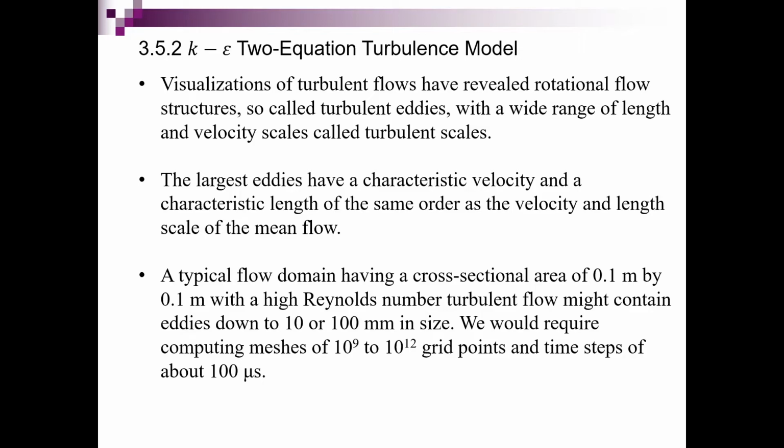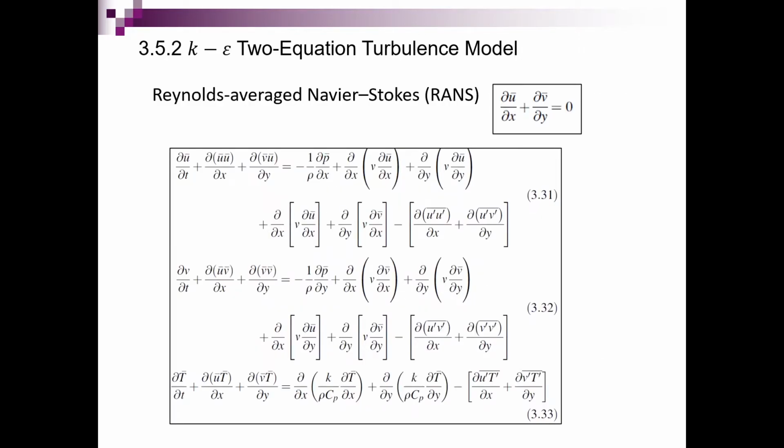In this slide, we are going to start to discuss one of the commonly used turbulence models, which is the K-epsilon two-equation turbulence model, where this model uses the Reynolds-averaged Navier-Stokes, or RANS, equations. As you can see, the turbulence model is similar to laminar, where it uses the continuity equation, as you can see in the top box here. This is the continuity equation, which we have seen in laminar before.